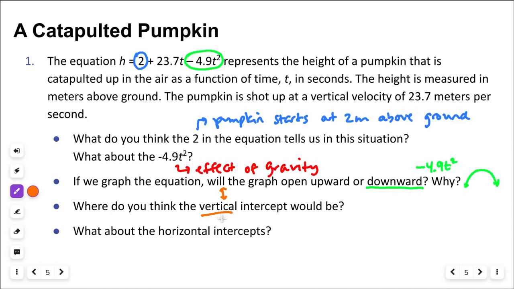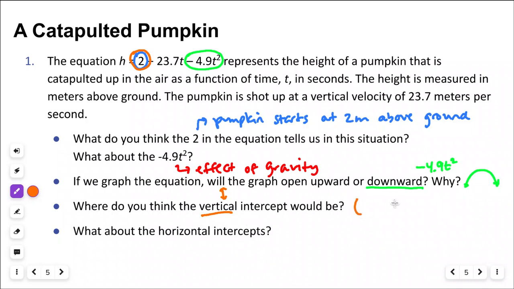Well, the vertical intercept would be where the height is starting. And we've already talked about that. Our height is starting at 2. In our last lesson on graphs of standard form, we also talked about how your constant right here, this 2, always represents that vertical intercept, or your y-intercept. So it would be at 2.